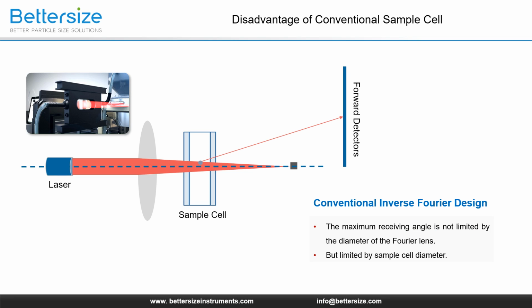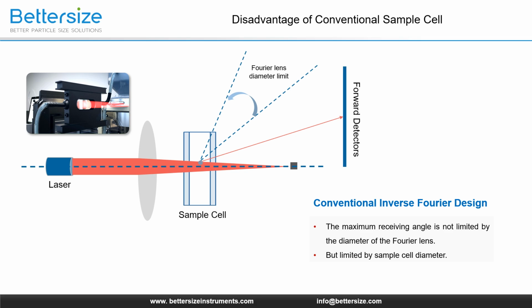In addition to talking about the combination technology, I would like to talk about another unique design of the Bettersizer 2600, which is the tilted sample cell design. As we know, the effective receiving angle for scattered light has a critical impact on the measuring range of the instrument. Generally speaking, this receiving angle of an analyzer has two limitations.